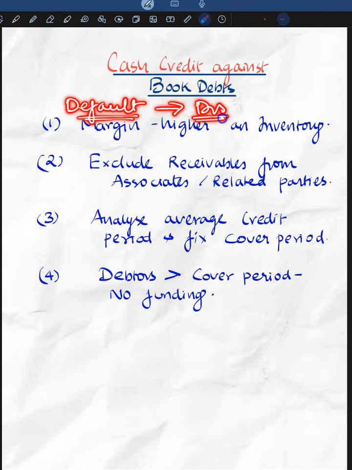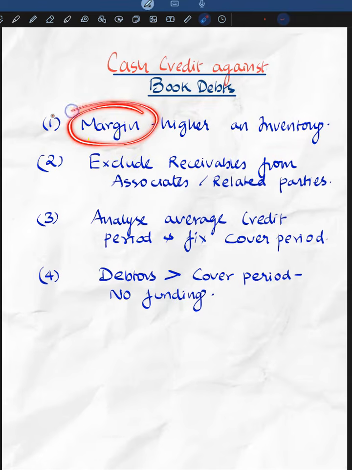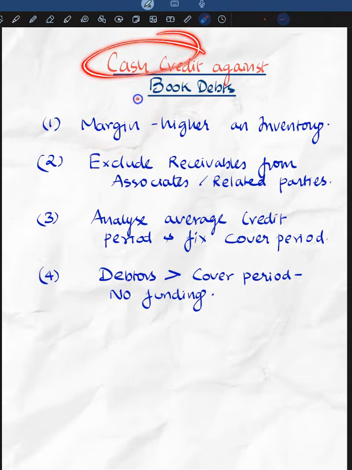So the assets will not come to immediate control of the bank. If it is inventory, bankers can take possession, but that is not the case with debtors and the risk is high. That's why higher margin is generally stipulated. And when bank is going to give cash credit against book debts, they will stipulate a condition that any receivables from associates or related parties have to be excluded. This is to ensure only genuine trade transactions are funded and not the transactions that are happening within the group.